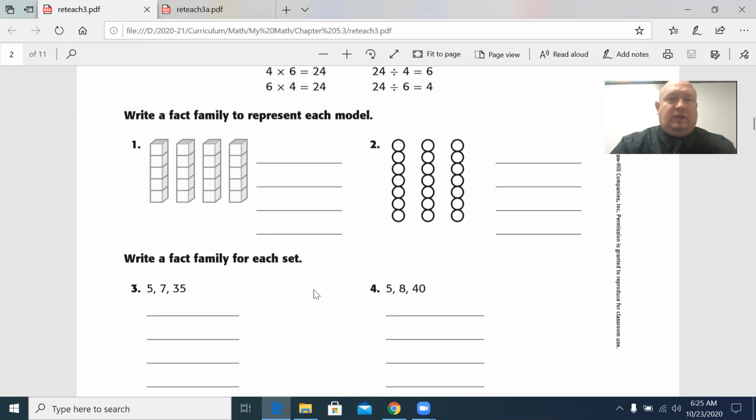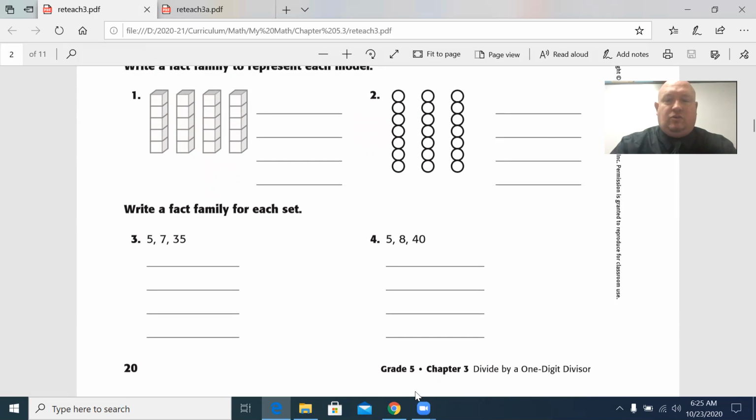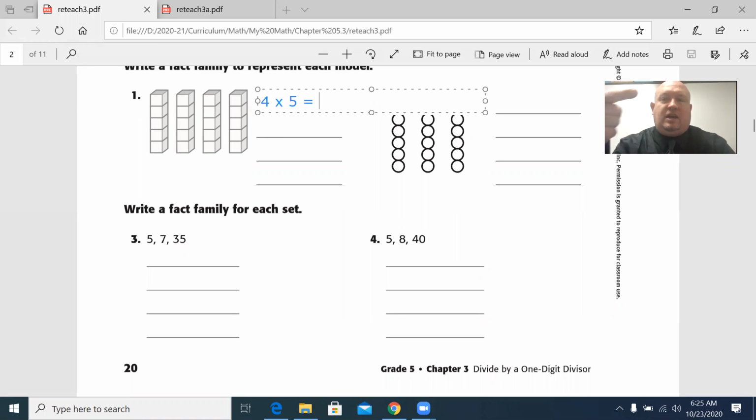So let's do this first one together. And I'm going to get my annotation tool out here. That's a fancy way of saying I have something to write with. And I'm going to grab the text box because it's a lot neater than my handwriting. So in each of these, I have 1, 2, 3, 4, 5. And there are 4 groups. So there are 4 groups of 5. And if you remember your math facts, I can go 5, 10, 15, 20. So there's 20 is my product.